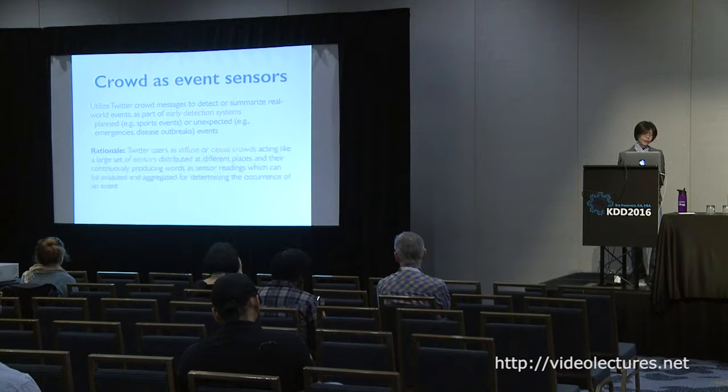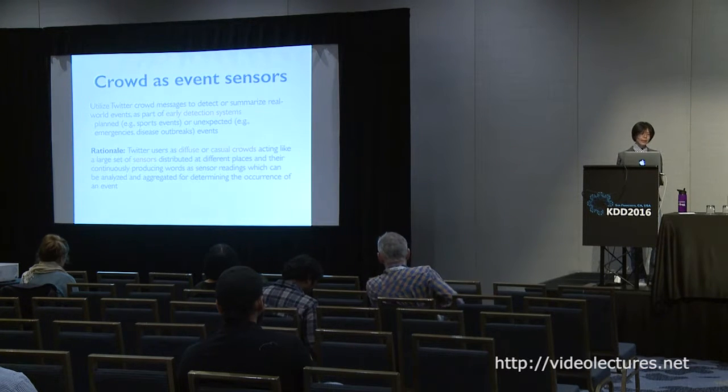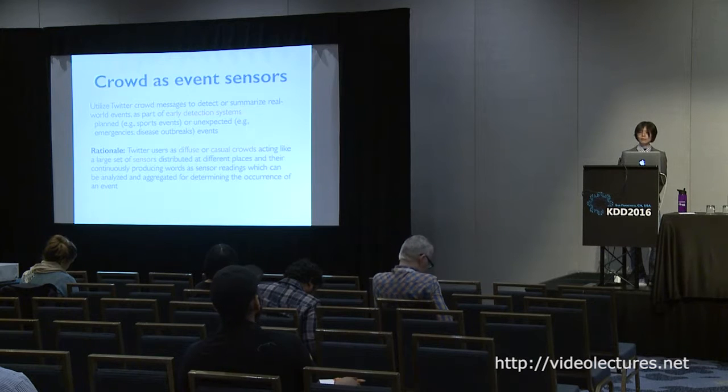And the logic behind this research is to consider Twitter users as diffuse or casual crowds. They act like a large set of sensors distributed at different places, and these sensors are continuously producing words, just like sensor readings. You analyze and aggregate these sensor readings for determining the occurrence of an event.